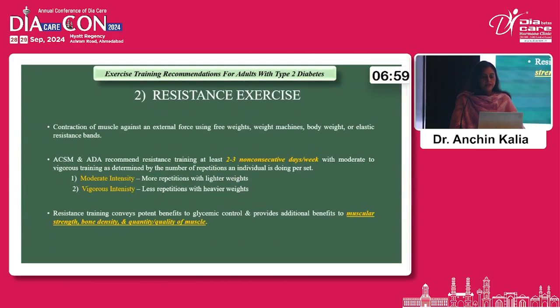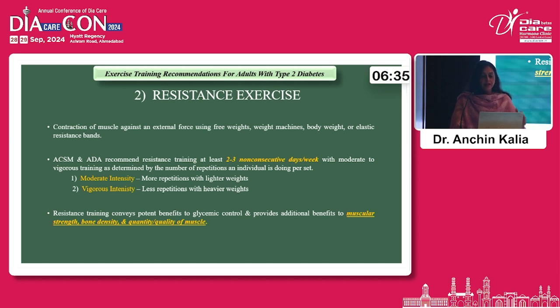Then is your resistance exercise. The worst part about prescribing resistance exercise is patient non-compliance. Patients would always say, I don't know how to use a dumbbell, I will get hurt, or I don't know how to use a resistance band. But I think we should all make videos or share videos with patients on how to use this resistance band and the training.